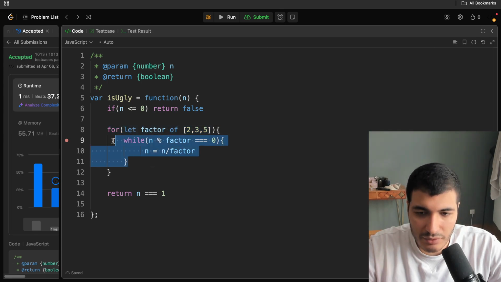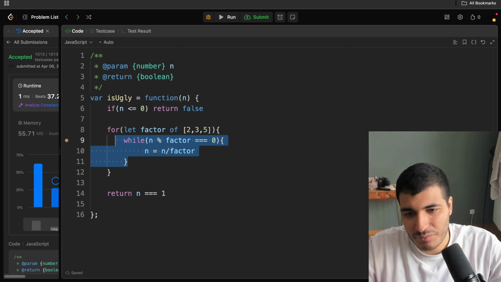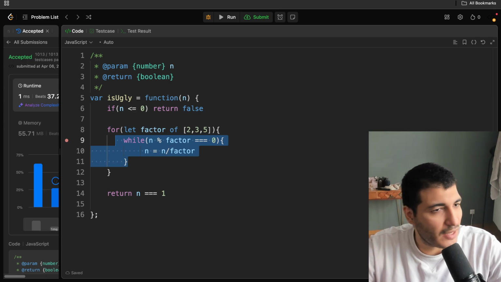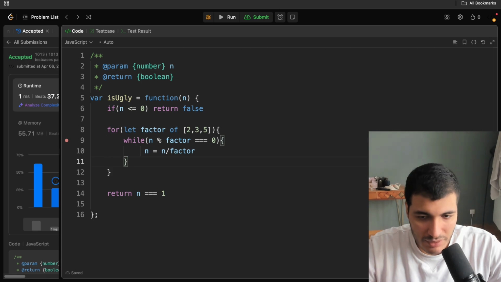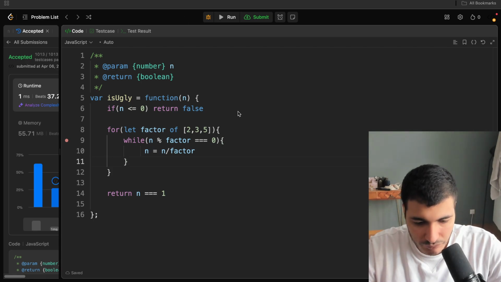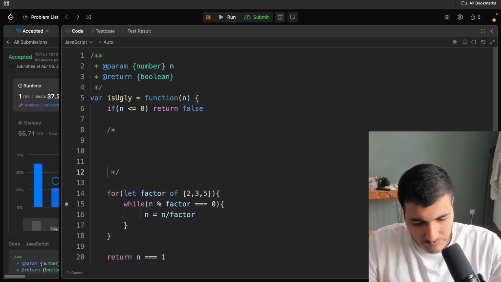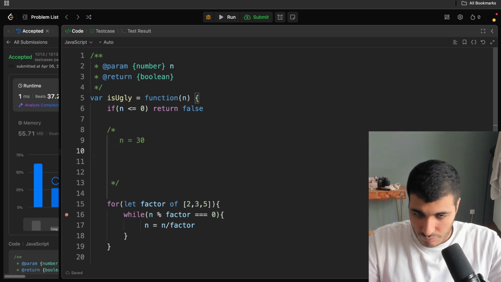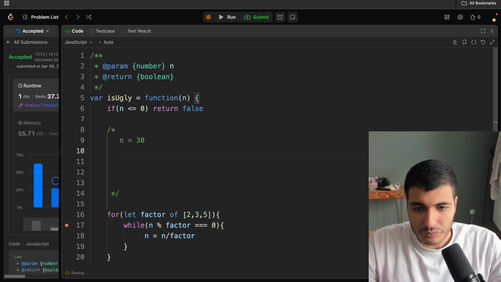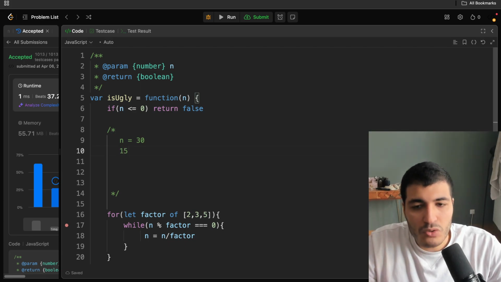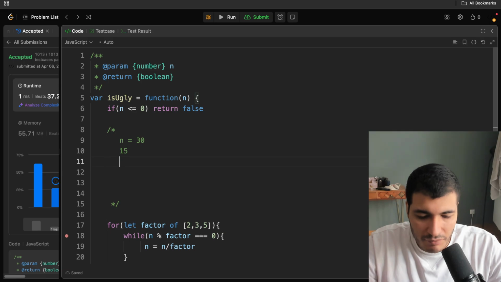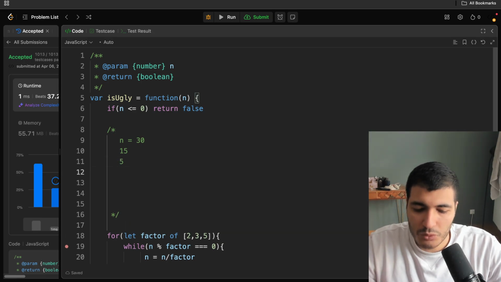And inside here we have the while loop itself. As long as n is divisible by the current factor, we divide it. That removes all occurrences of that factor. For example, if n equals 30, it's divisible by 2, which gives 15. Also, it's divisible by 3, which gives 5. It's divisible by 5, which gives 1.